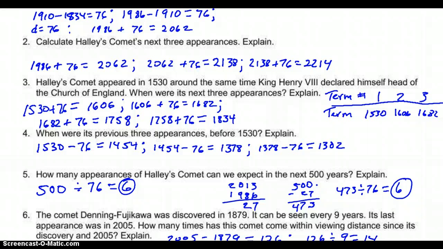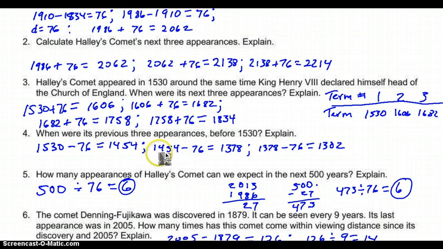It asks, what were the previous appearances before 1530? Think about that. We're not going to add, are we? No, because adding means we will be increasing. We want to work backwards. So what would be the opposite of adding? Subtracting. We subtract 76 from 1530, and we get 1454.